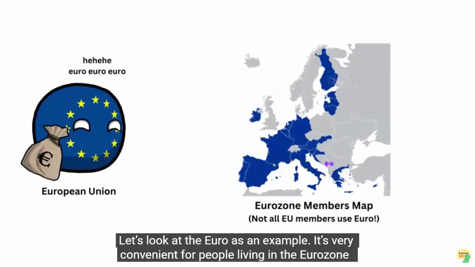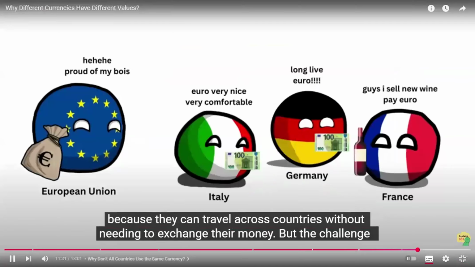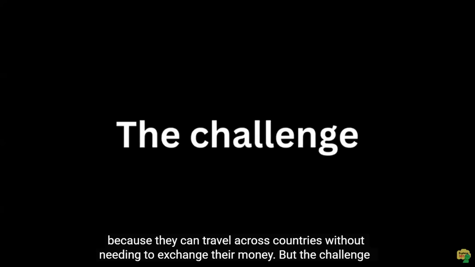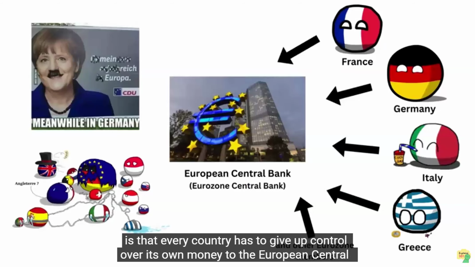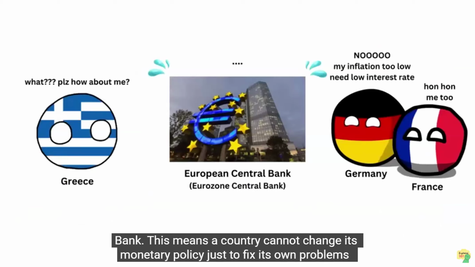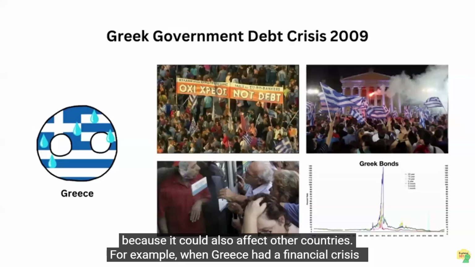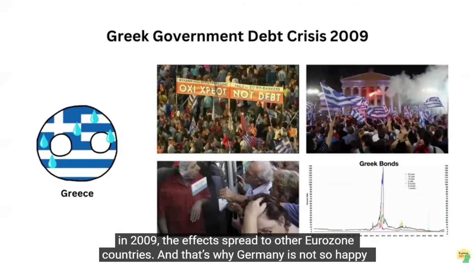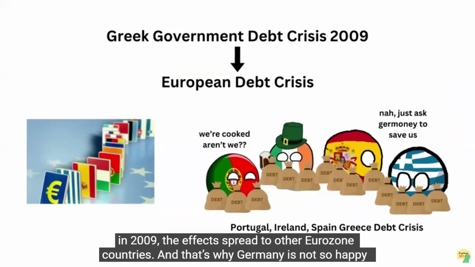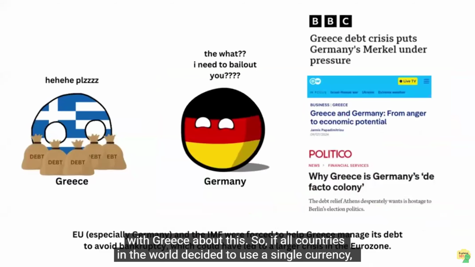It's very convenient for people living in the Eurozone because they can travel across countries without needing to exchange their money. But the challenge is that every country has to give up control over its own money to the European Central Bank. This means a country cannot change its monetary policy just to fix its own problems because it could also affect other countries. For example, when Greece had a financial crisis in 2009, the effects spread to other Eurozone countries. And that's why Germany is not so happy with Greece about this.